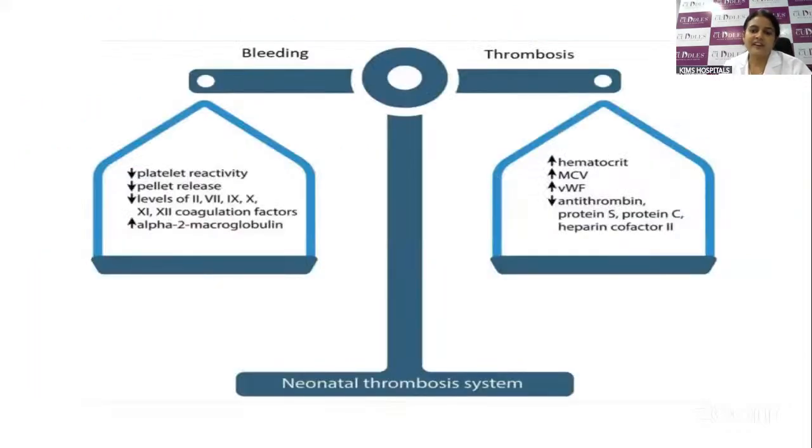In thrombosis, this slide shows the factors which are increased: hematocrit and MCV levels will be increased, and von Willebrand factor levels will be increased. There is a decrease in antithrombin, protein C, and heparin cofactor 2.